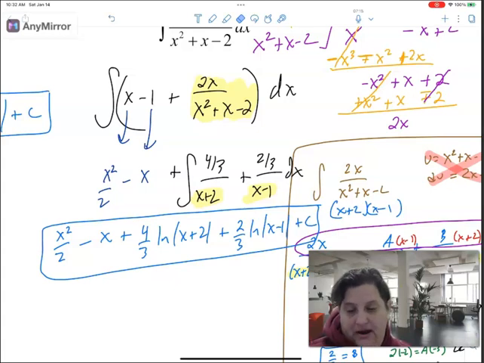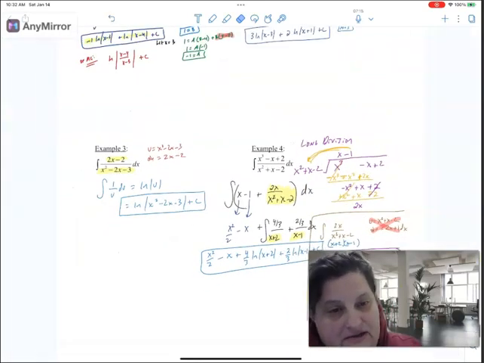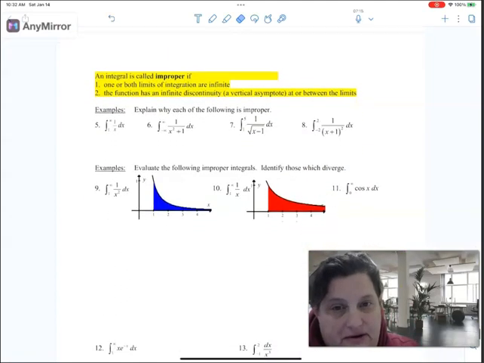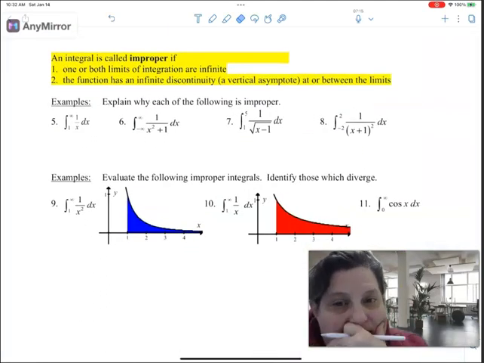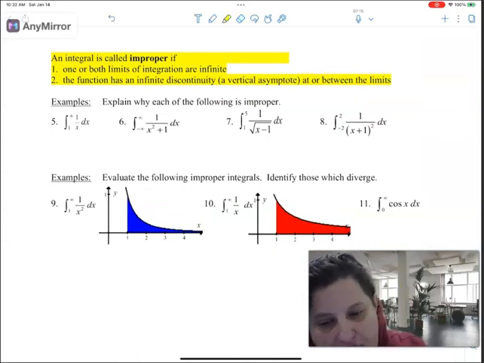Cool. Alright, I love it. Last little part of this section, and the last topic of integrals that we're going to talk about, are improper integrals, right? An integral is called improper if one of two things happens. One or both limits are infinite, okay?